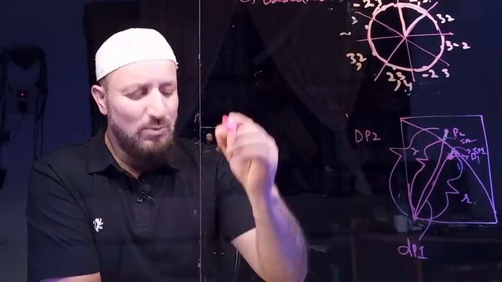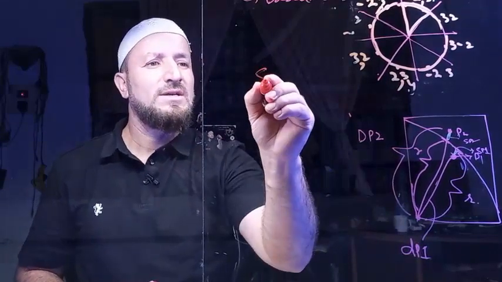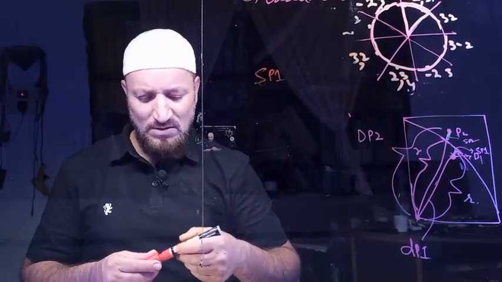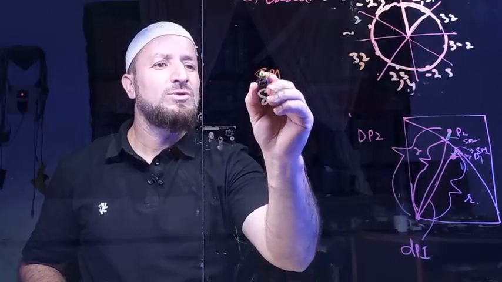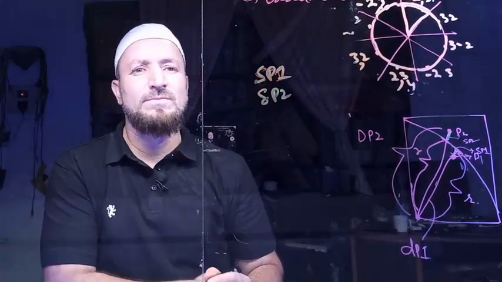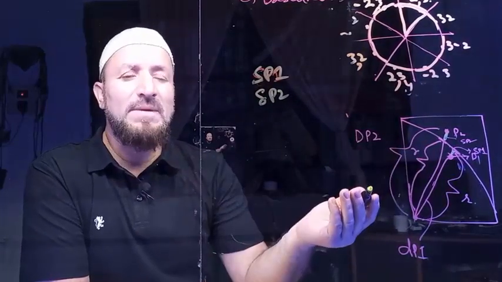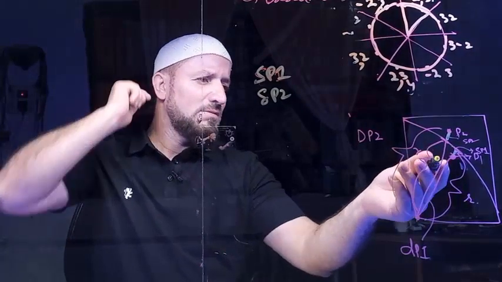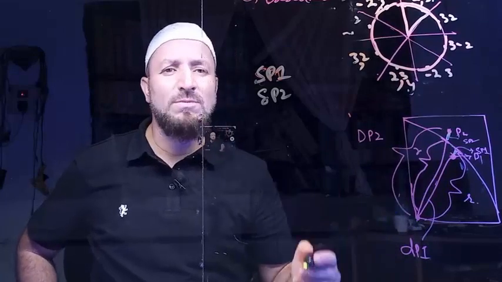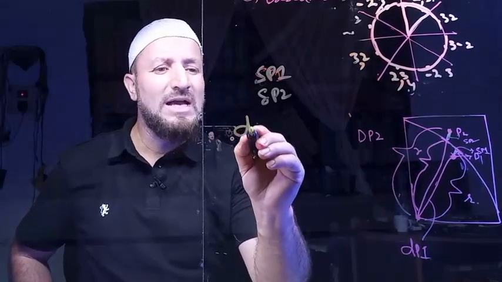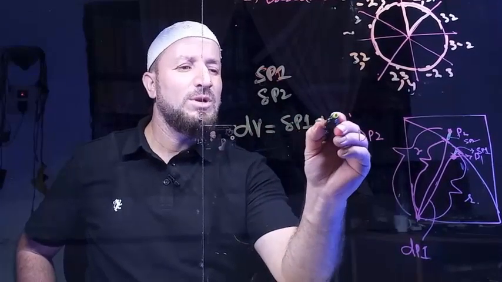So delta P1 and delta P2. If delta P1 is smaller, then definitely I will choose the P1. If delta P2 is smaller, then I will choose the P2. So this I will call a decision variable, and I add them, delta P1 plus delta P2.